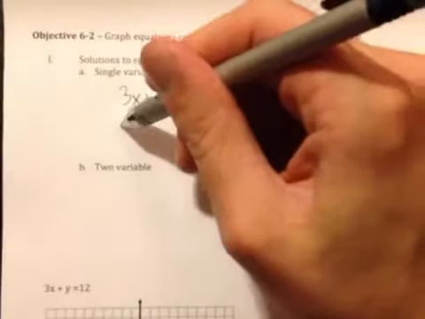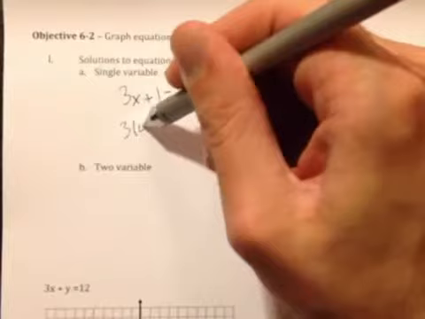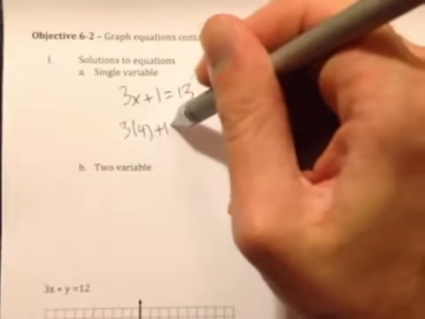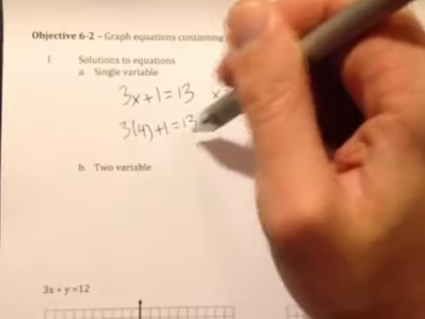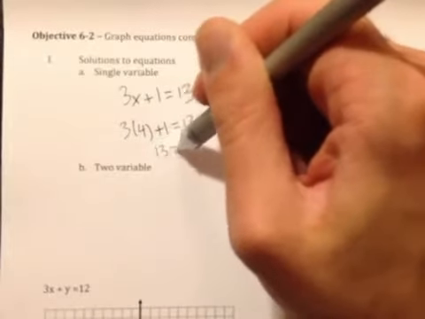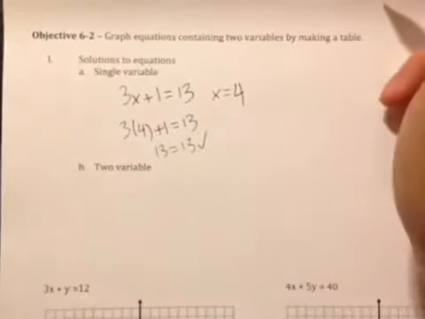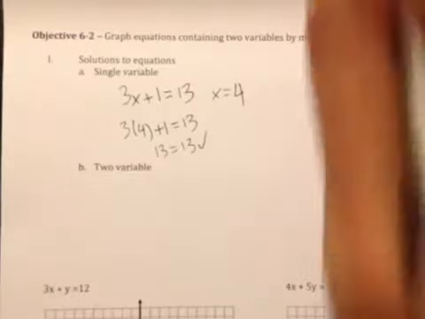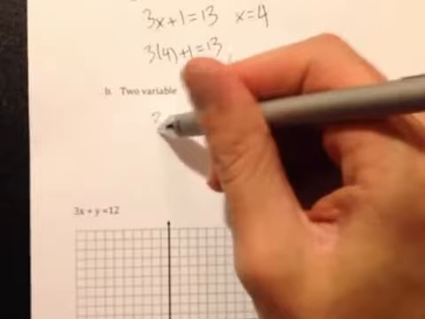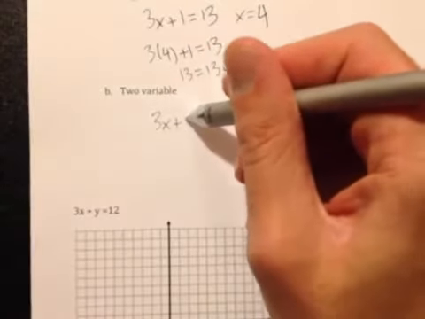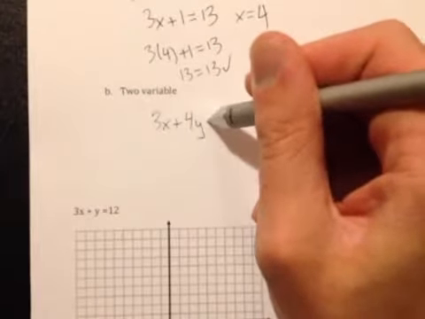Well, we know it's equal to 4 because if we change the x to a 4, we see that it makes the equation true. Because this is 12, 12 plus 1 is 13, and we get 13 equals 13. Hooray. For two variable equations, we end up with an unusual situation.